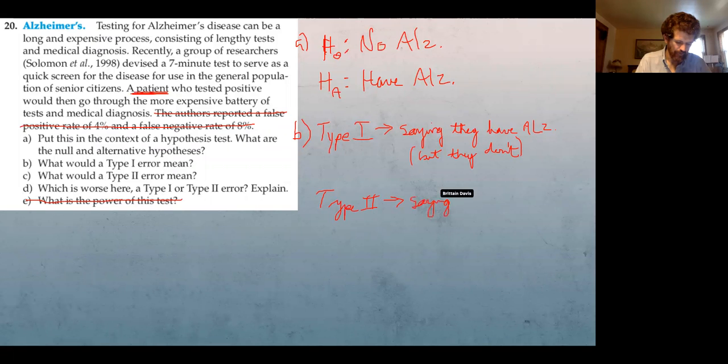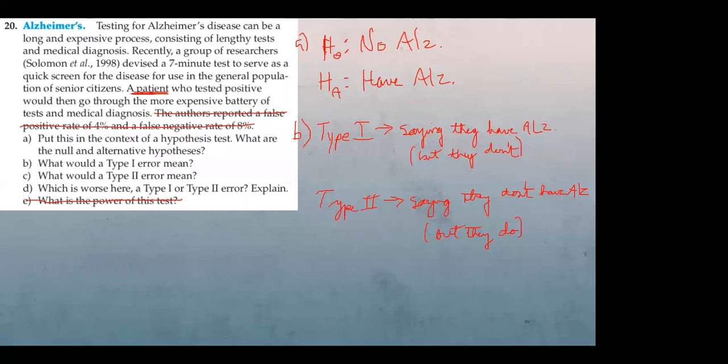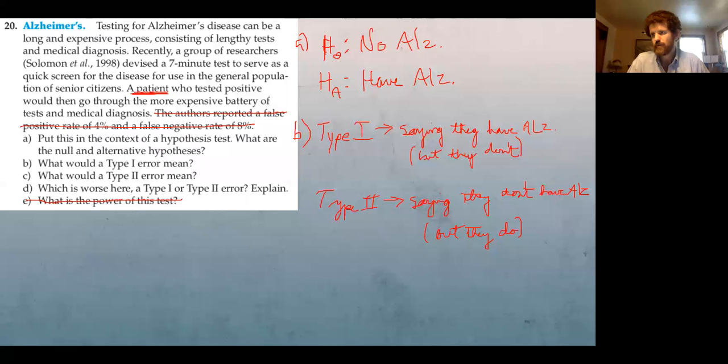Saying they don't have Alzheimer's, but they do. Now, I'm not going to make us list out the consequences of a type 1 or type 2. I want you to kind of individually think through it. And which one do you think is worse in this scenario, a type 1 or type 2 error? Type 2. Okay, I'm hearing type 2.